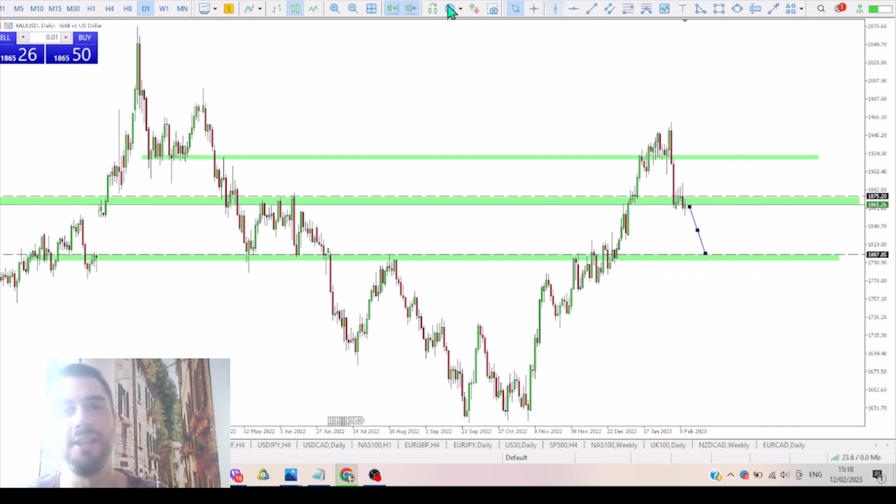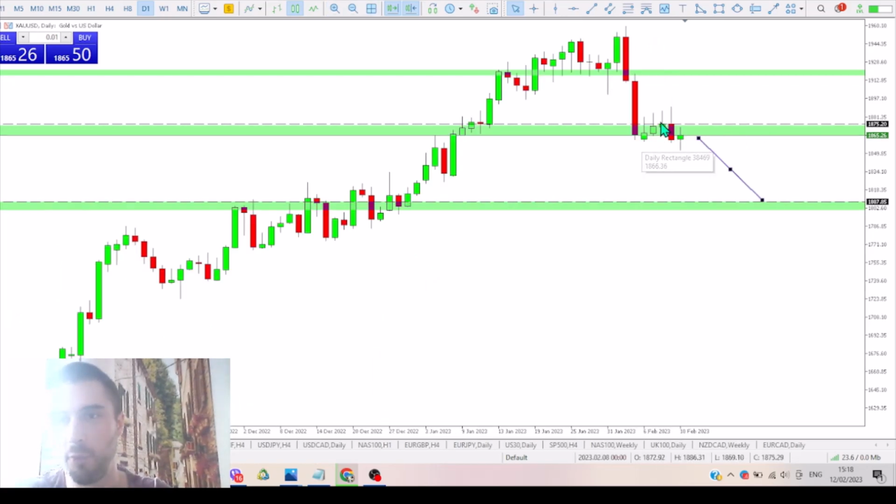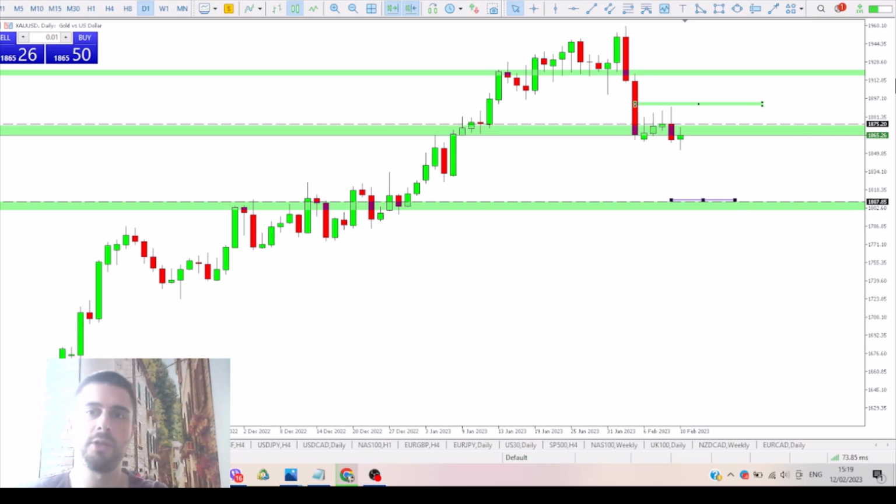So what I'm currently expecting, because on the daily we have these wicks right here, I expect this to be the resistance of the price, and price closes with another bearish engulfing. So I expect this trend to continue to the next support zone area. I have one trade right here with a stop loss above these highs, and I take profit here. Nothing too special, nothing too greedy, but a nice trade.